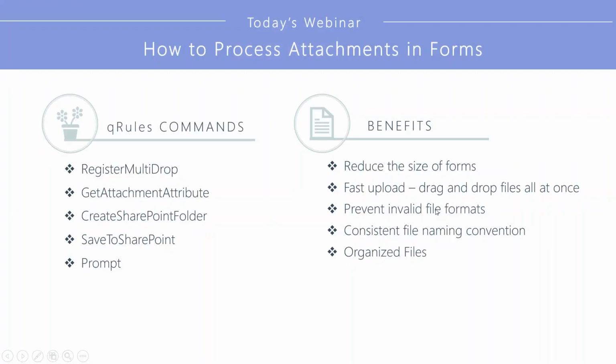So if you're interested in making your attachment process efficient and smarter, you can benefit from this technique. So our topic is how to process attachments in your forms. The features we'll talk about today will help you reduce your form size. You can add a drag and drop feature so you can drop multiple files to the attachment fields. And you can validate files to prevent invalid formats and simply just to help you organize your files. So if you'd like to have one of these features, then this one is definitely a good topic.